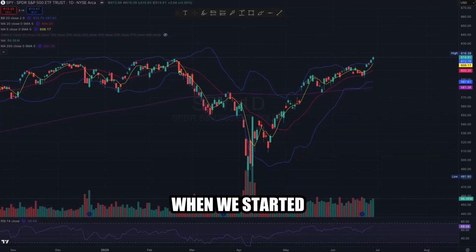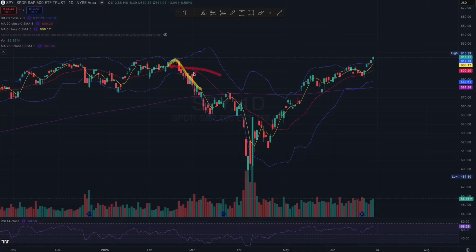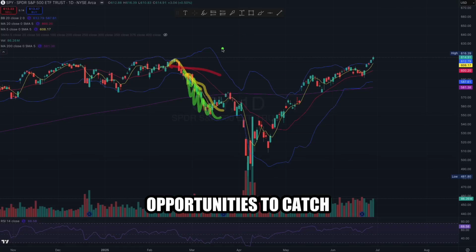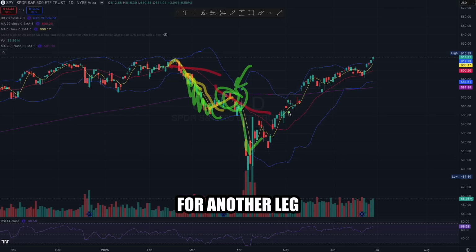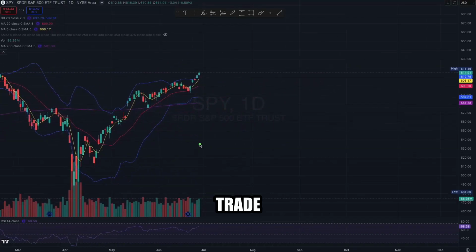Now remember, when we started dumping, 5-day crossed below 20-day moving average, retested bottom Bollinger, trends down together with 5-day, plenty of opportunities to catch this. We will retrace back to 20-day moving average, and 5-day, 20-day build more liquidity for another leg down. You see it happening. These are trend indicators, not trade indicators.